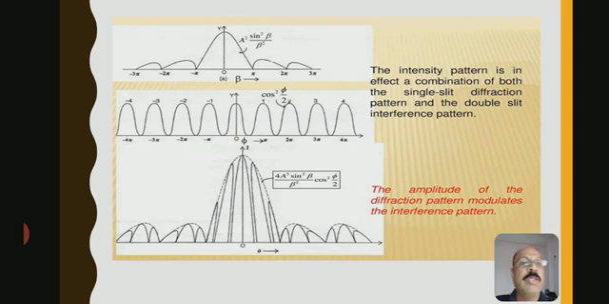So in these three figures you observe that the first one is the diffraction through a single slit, the second one is the interference due to the superposition of the two lights coming from slit 1 and slit 2, two slits, and they are mixed together. The third figure is what you obtain as shown in this figure. The intensity pattern is in effect a combination of both the single slit diffraction pattern and the double slit interference pattern.